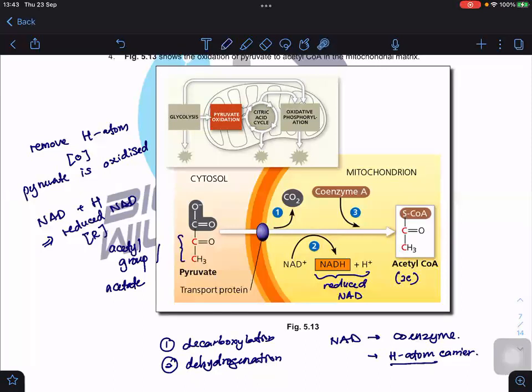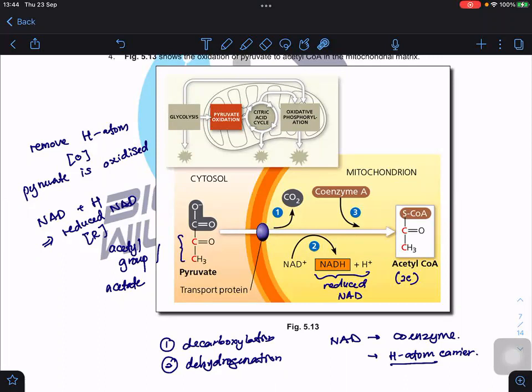But for the process here, for pyruvate to enter into the mitochondria, you must have a transport protein or carrier protein. So the mitochondria outer membrane and inner membrane do have this transport protein for pyruvate to enter into the matrix of the mitochondria. But to do this, we need to have oxygen. Are you clear? So it means that it must be under aerobic conditions.